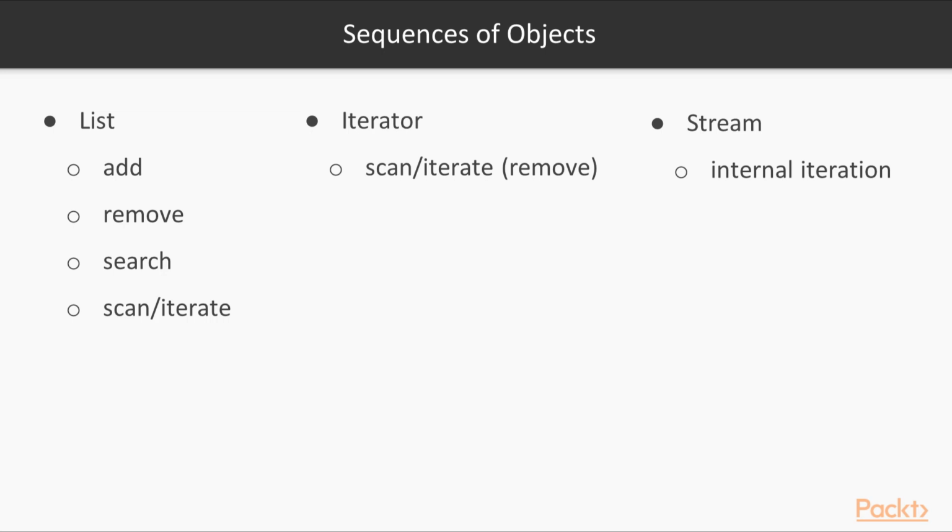Now streams, on the other hand, from some abstract point of view, only have one special operation, which is internal iteration. And in a few words, internal iteration means apply some operation on every object of the sequence. So this may seem like a single operation, but in fact, since you can apply a wide variety of different operations on the elements, you get a wide set of practical operations.